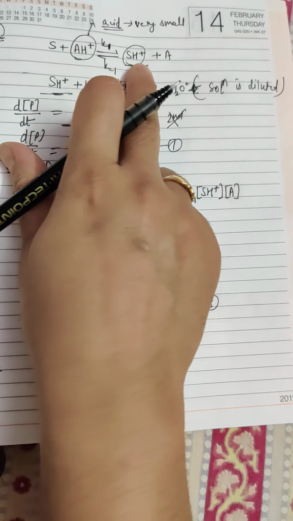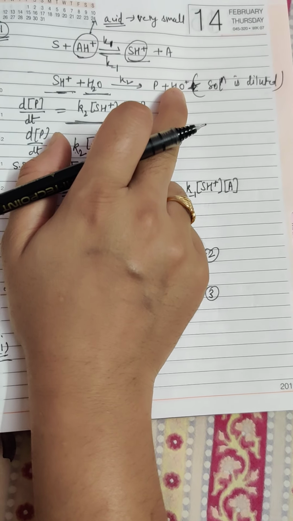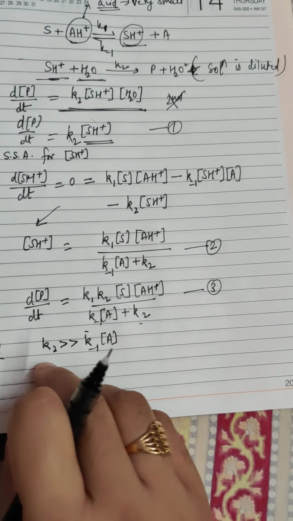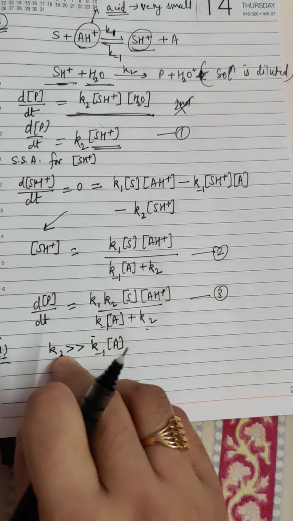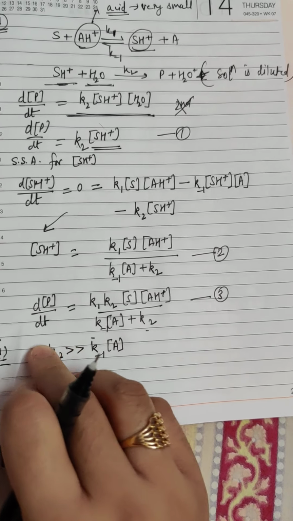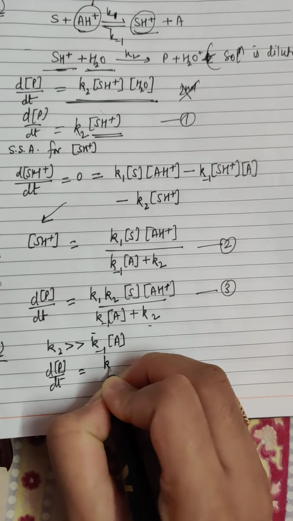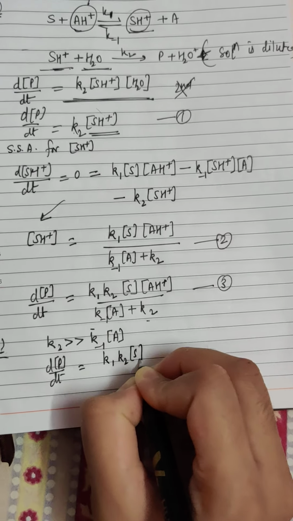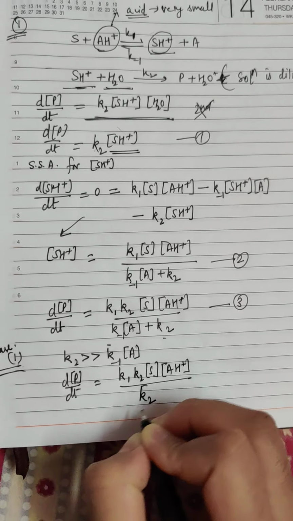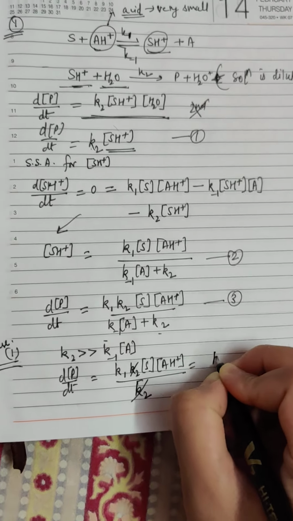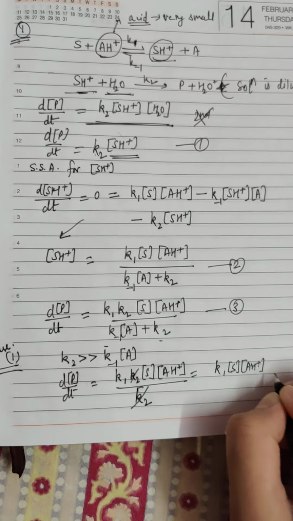This means the backward reaction of the first step is slow as compared to your second step. Alright, so in that case we can neglect the K inverse A, and in the denominator only this term will be remaining. So our rate becomes K1 K2 S AH positive divided by K2. These K2 cancel out and our rate becomes K1 concentration of substrate plus acid.